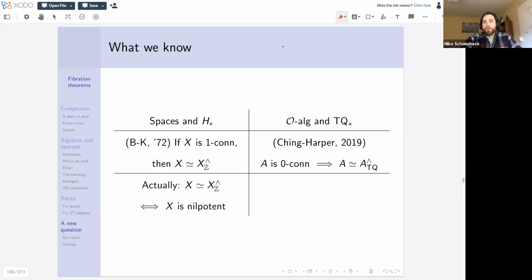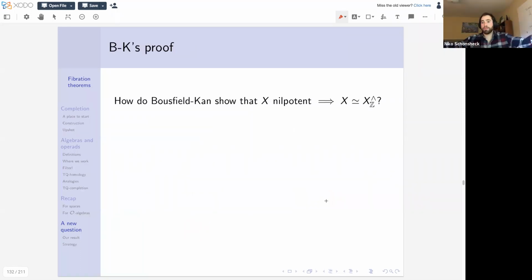But actually more is true. What Bousfield and Kan actually show is that a space is Z-complete if and only if it's nilpotent. So one connected spaces are nilpotent, but not necessarily the other way around. And that suggests that there should be some improvement of Ching and Harper's results. The direction that I'm really going to focus on is just nilpotent implies complete. So if we're aiming to fill this in, it's not a bad idea to start with, well, how do Bousfield and Kan show that nilpotent implies complete?